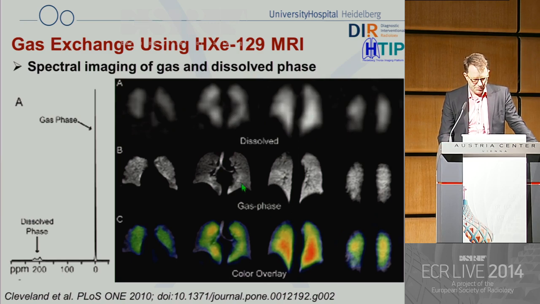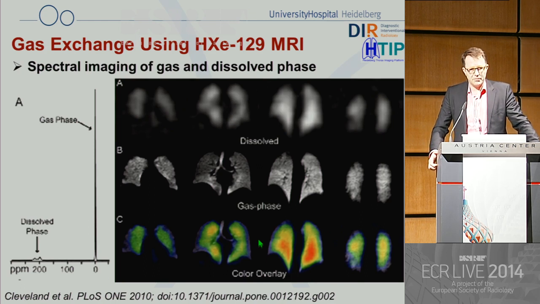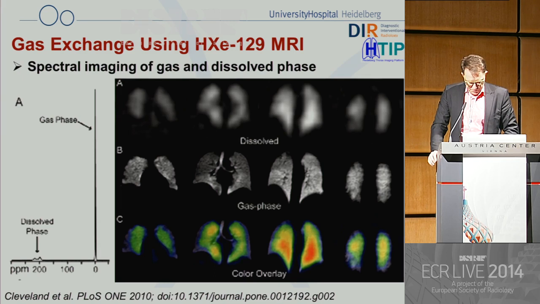So this is hyperpolarized xenon within the alveolar space. This is dissolved xenon, so xenon that has been taken up into the vasculature, the pulmonary veins, and then you can also generate a color overlay of these and look for match and mismatch of ventilation and perfusion.